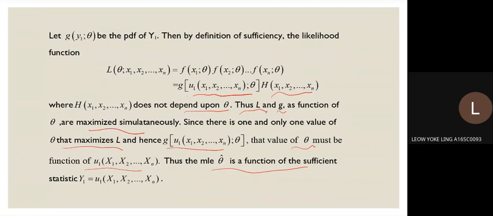Based on the definition of sufficiency, we need to construct the likelihood function, so we construct the joint PDF. Once we have the joint PDF, based on the factorization theorem, we can split it into two: the first part contains data, the second part does not contain data. It is a similar way to how we find the MLE. That's why only one value of theta maximizes L and also maximizes function G, so theta hat is a function of the sufficient statistic. Okay, that is the theorem.